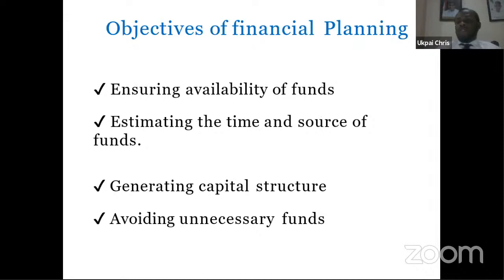What are the objectives of financial planning? It will help you to ensure available funds. It will help you to source for money, to know what you actually have on ground to start up the business. It will help you to estimate the time and sources of funds. From where are you getting this money? Now you are trying to access this money from NISA Microfinance. There is every possibility that you have already borrowed money from some other banks or from individuals, as the case may be. So this will tell you the time and sources of your fund.